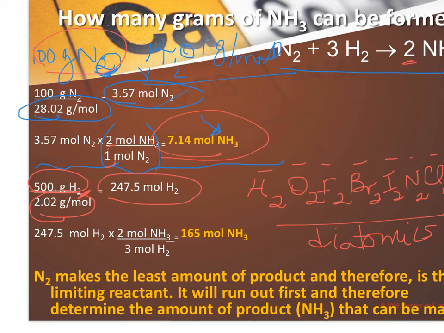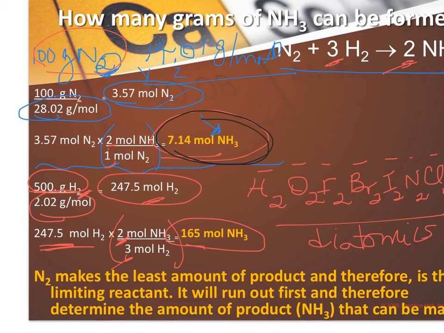So we have 247.5 moles of hydrogen, and the mole ratio of hydrogen to ammonia is 3 to 2. So 247.5 times 2, and then divided by 3, equals 165 moles of ammonia. So what's the limiting reactant here? Well, this nitrogen made the least amount of product by far, so the limiting reactant is nitrogen. And that means hydrogen is in excess.